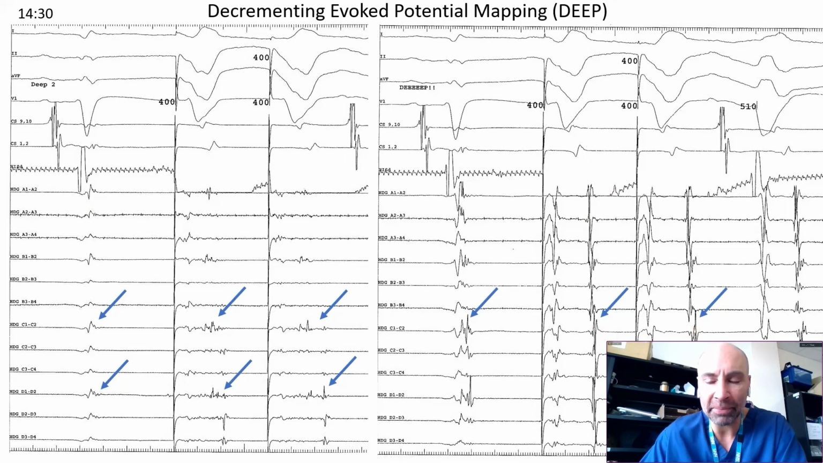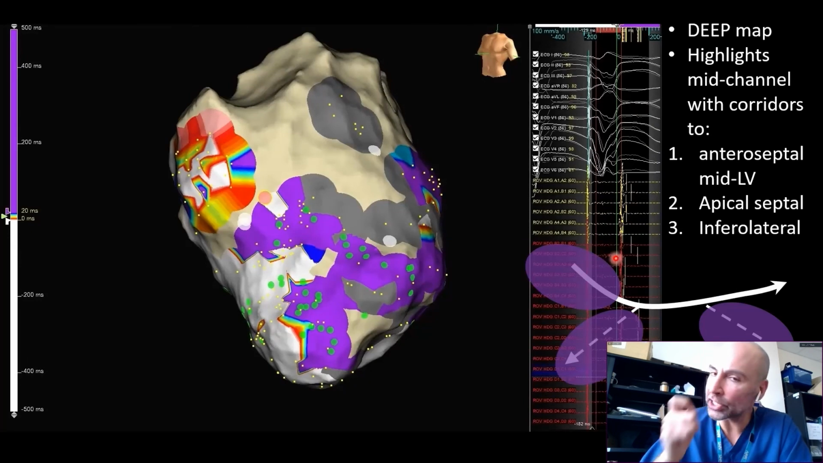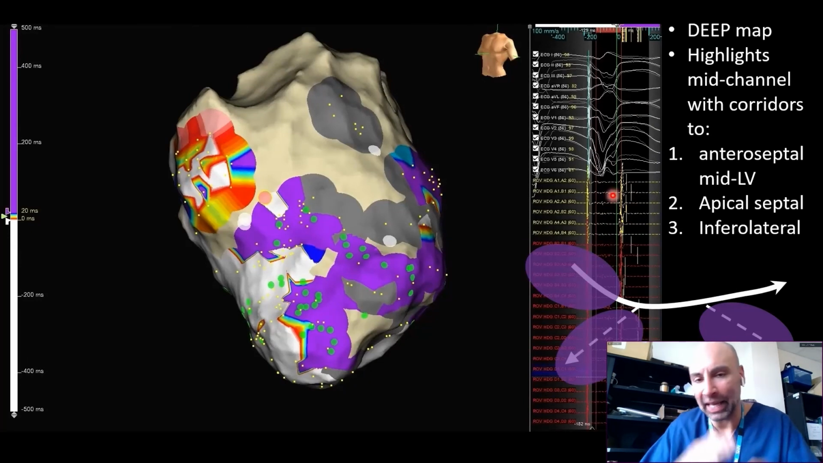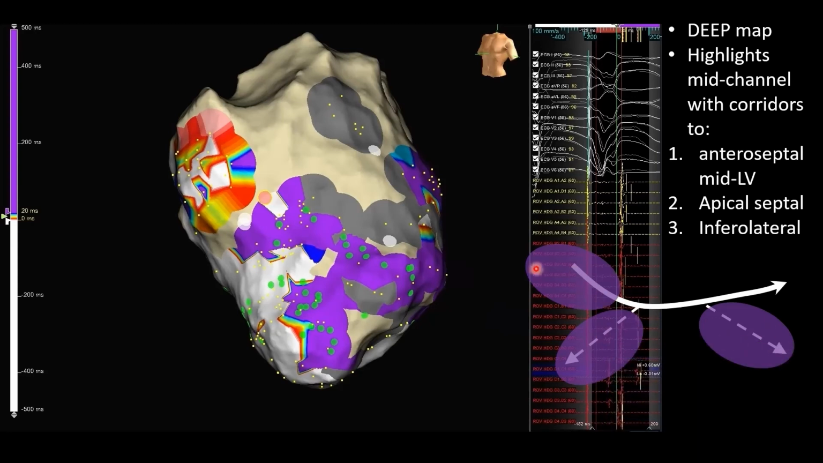And when we map these, you can turbo map the late potential components. Again, remember, this is not a true deep map because it's a late potential component. So it doesn't identify those components that have actually decremented. It's just looking at the latest component. But in this case, it seems to identify 3 components of this VT isthmus.